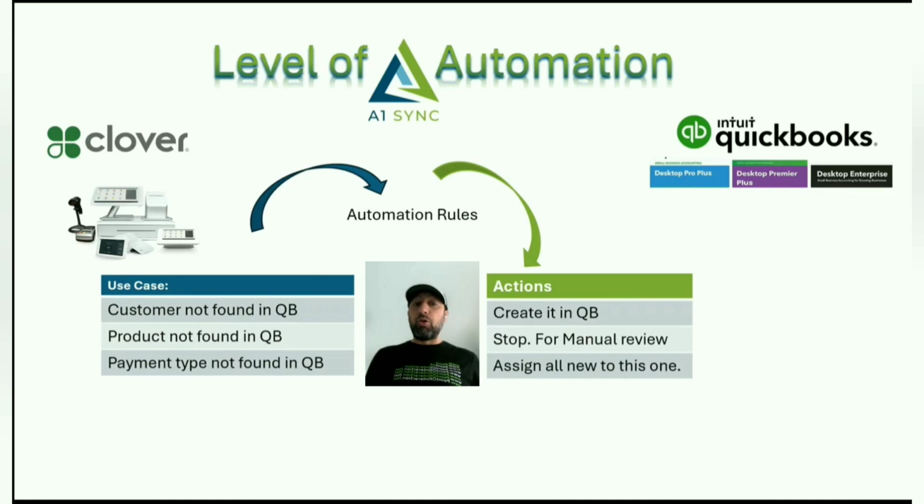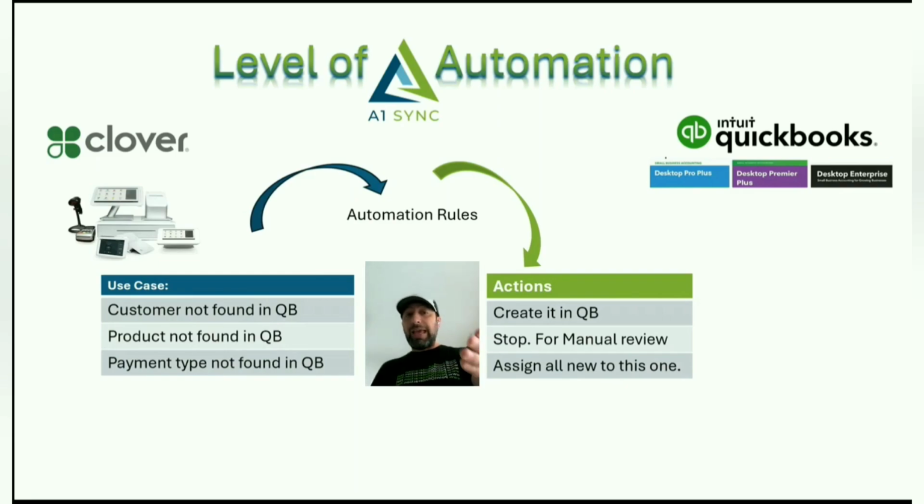Or then you can assign all new customers to this one, right? So that's another nifty feature where you can say everything that comes new, let's just assign it to something that's called uncategorized customer. And then you know that you've got to figure that out. You look at it and you deal with it, but it's already in QuickBooks. But the stop for manual review won't even take it to QuickBooks. It'll stop on the A1Sync interface, and it'll enable you to manipulate that data whichever way you want before it goes into QuickBooks. Another use case that could happen is product not found in QuickBooks.